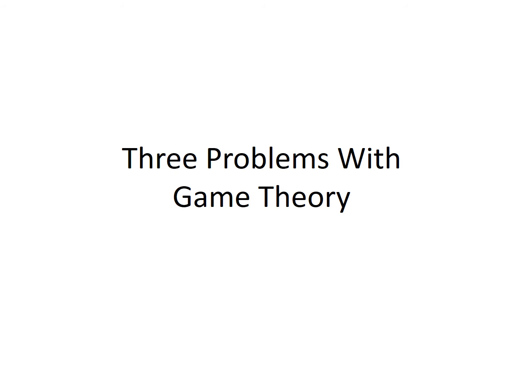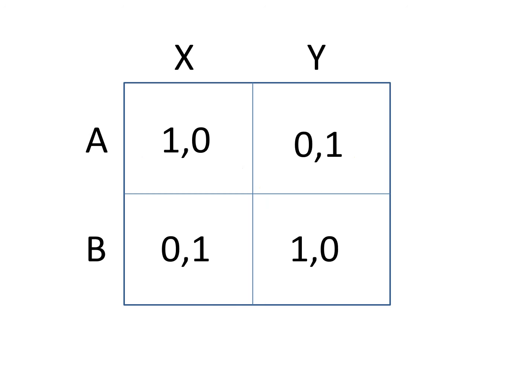But with this video, I'm going to look at three problems that arise even when you assume that it's common knowledge that all of the players of the games are super and completely rational. The first problem we're going to discuss arises with mixed strategy Nash equilibria. So consider the game in front of us. There's no pure strategy Nash equilibria, but there is a mixed strategy one in which A and B are each played with probability 0.5, and X and Y are each played with probability 0.5.